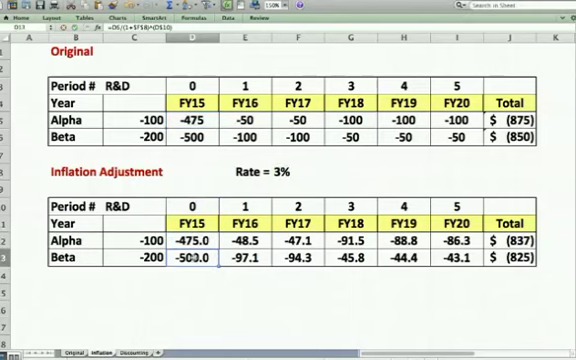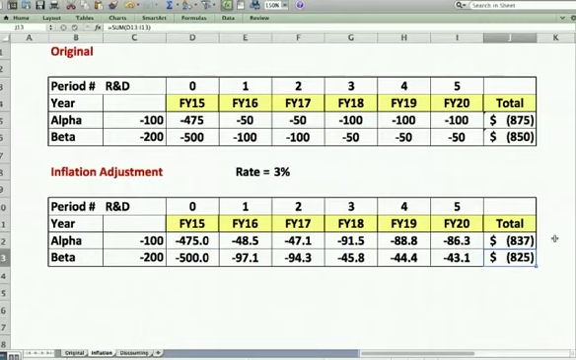So that's why, even though the formula is actually the same, here in those cells in column D, the numbers are unchanged. So now, in summing up those now inflation-adjusted numbers, you still get the same conclusion in terms of beta being the less expensive of the two options.